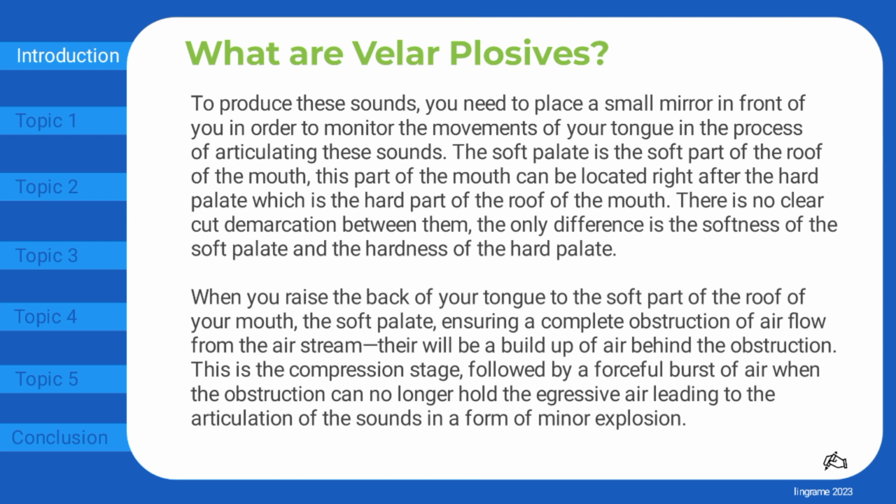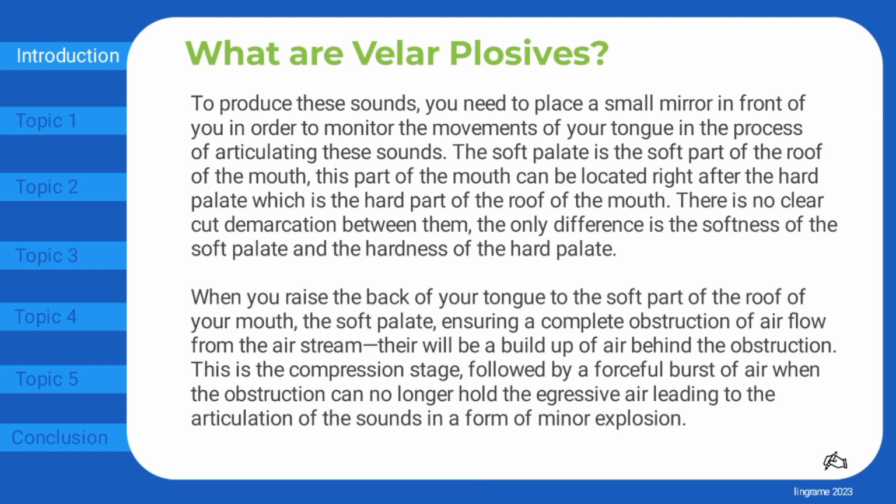To produce these sounds, you need to place a small mirror in front of you in order to monitor the movements of your tongue in the process of articulating these sounds. The soft palate is the soft part of the roof of the mouth. This part of the mouth can be located right after the hard palate, which is the hard part of the roof of the mouth. There is no clear-cut demarcation between them. The only difference is the softness of the soft palate and the hardness of the hard palate.